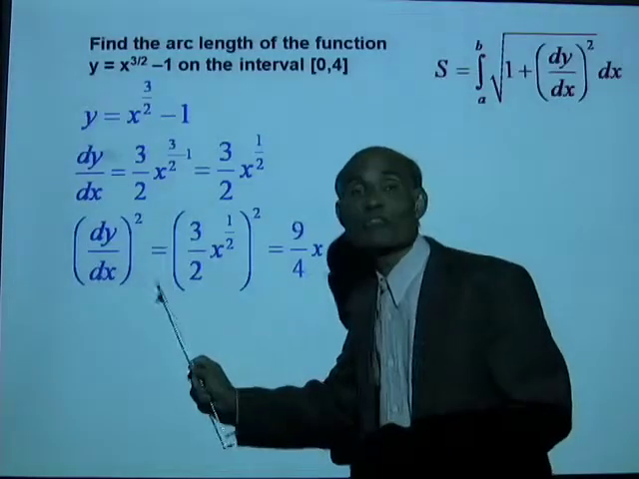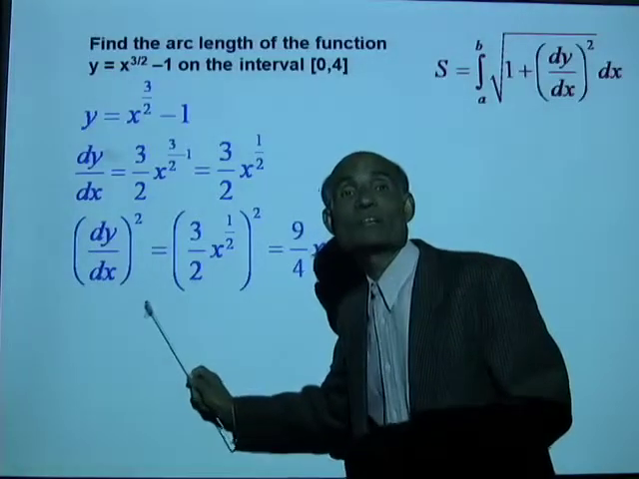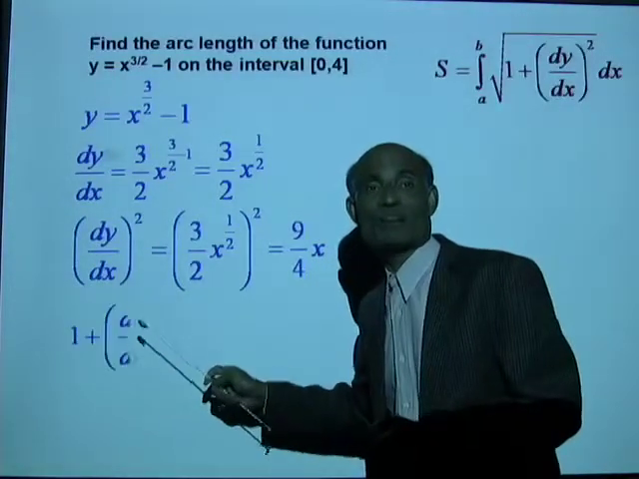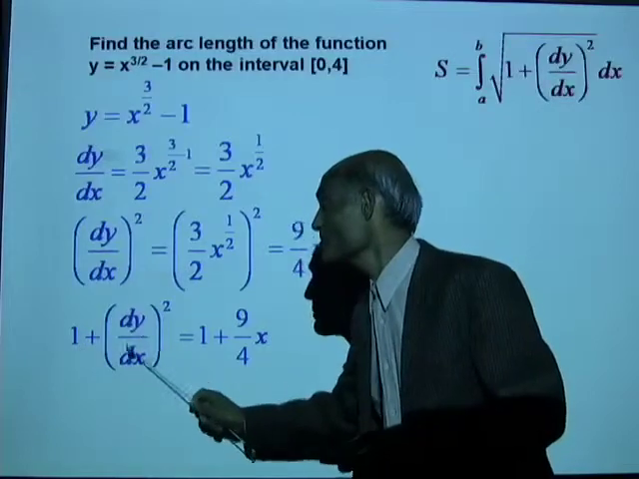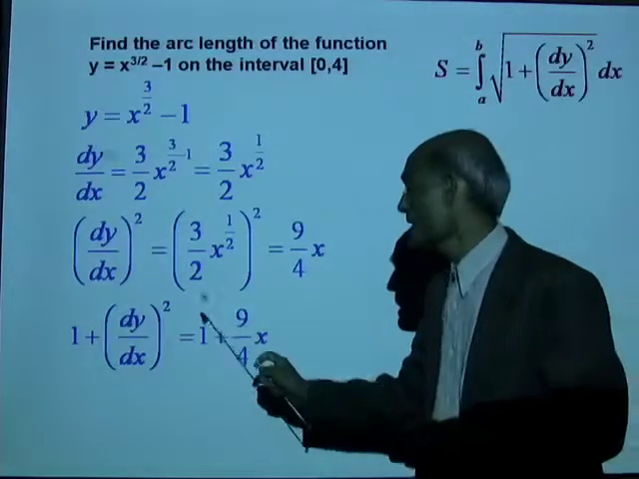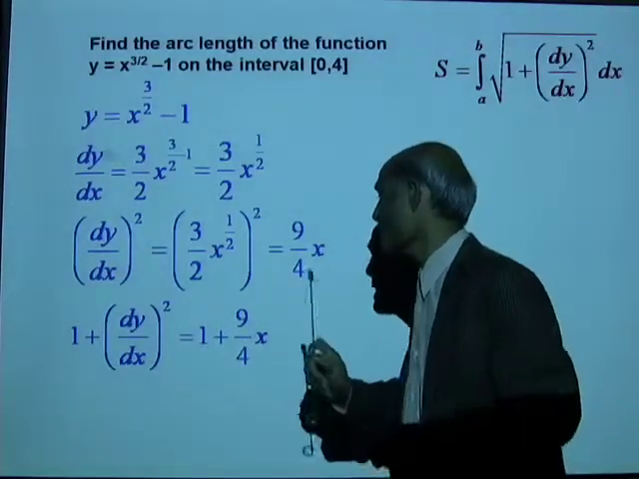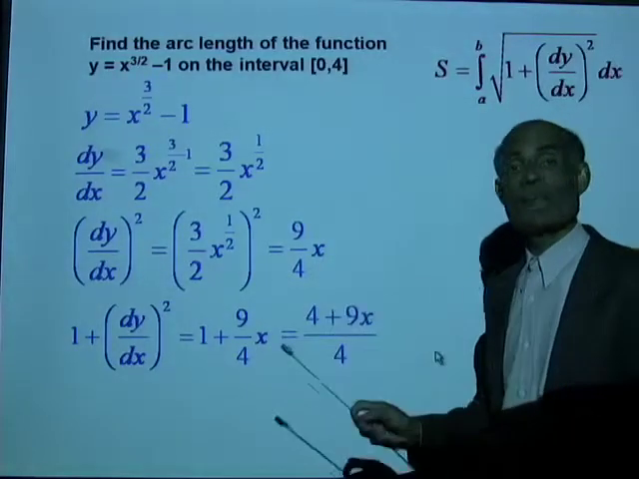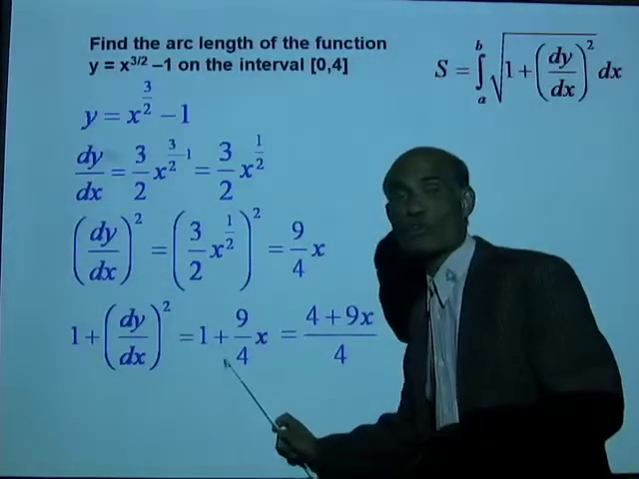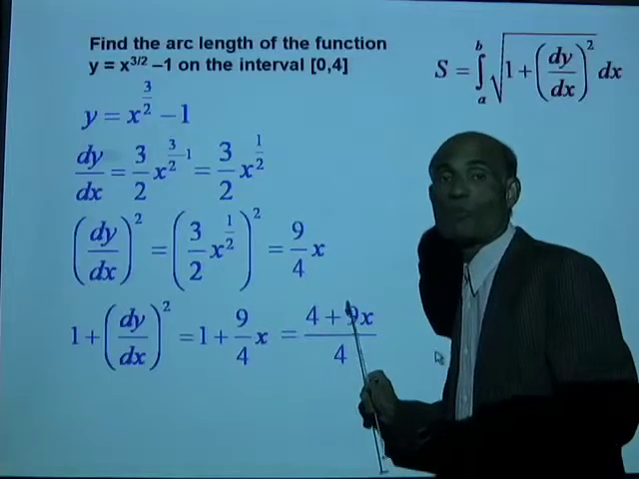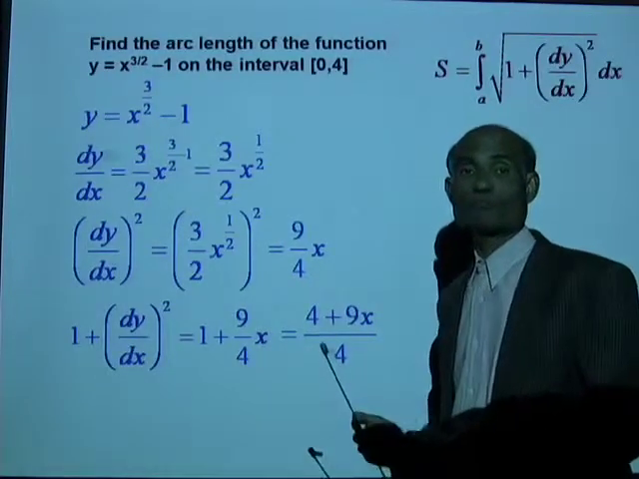Alright, what's the next step? We need 1 plus dy by dx all squared. So let's do that. 1 plus dy by dx all squared is 1 plus 9 over 4 x. And that will be, take 4 as the common denominator, it will be 4 plus 9x over 4.